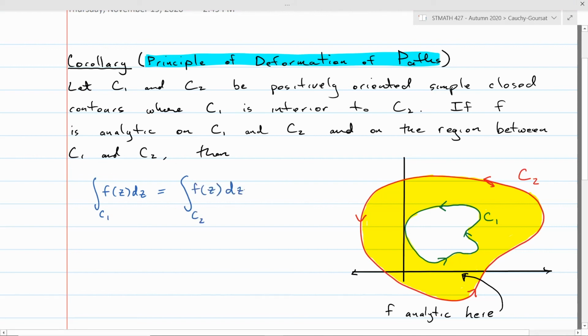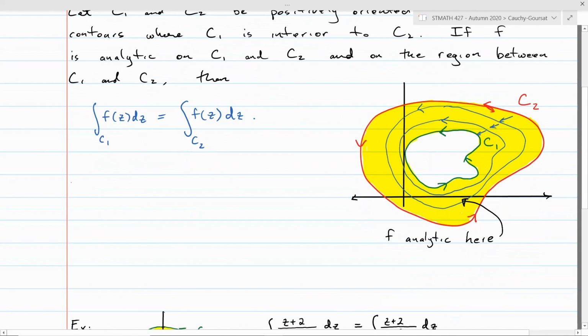It's called the principle of deformation of paths because we can kind of imagine that we're able to continuously deform the outer curve until you get the inner curve, right? Like I could take the outer curve and just sort of start shrinking it in a bit, shrink it even more, and so on until you shrink the outer one to the inner one. Or vice versa. You could start from the inner one and sort of expand it outward. And any of the curves in the middle are going to give the same integral when you integrate f around them. And the reason that this is true, it follows immediately from the previous theorem.